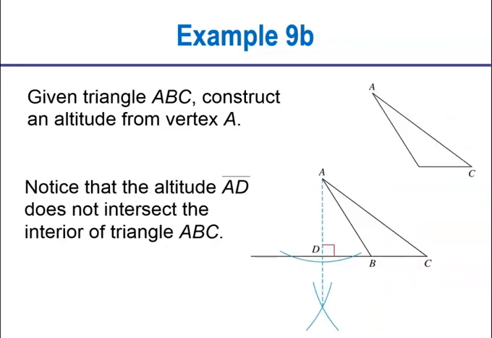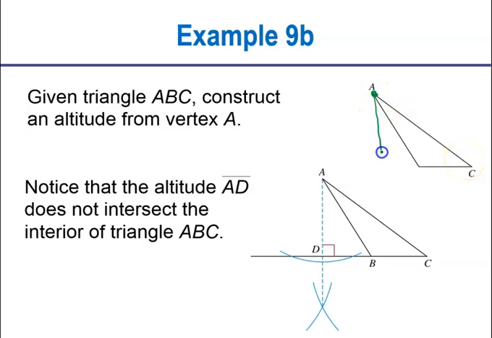Okay, example 9b, another construction. It says construct an altitude from vertex A. So remember, an altitude, by definition, comes from a point and goes to a line and makes a 90-degree angle. So from point A, up here, I'm supposed to come down and draw a 90-degree angle. And you're like, wait a minute. Inside this triangle, there's no way in the world that's going to be a 90-degree angle.